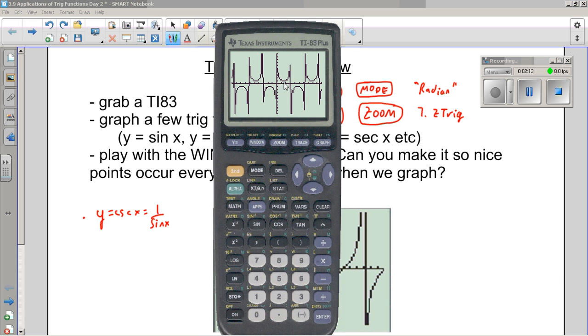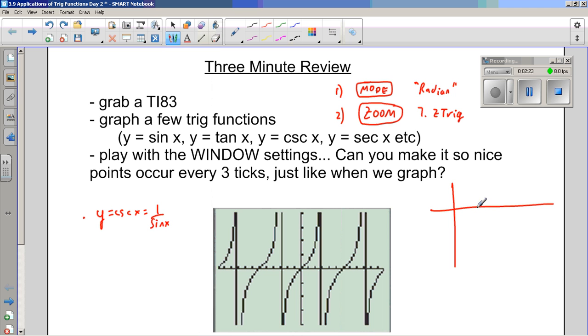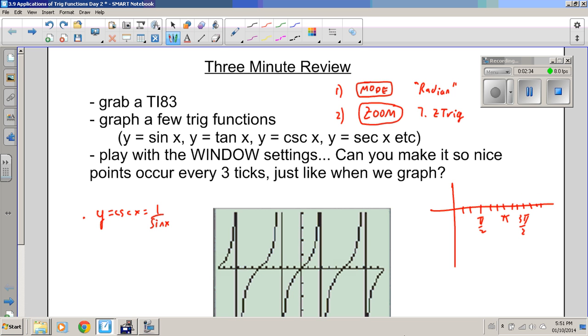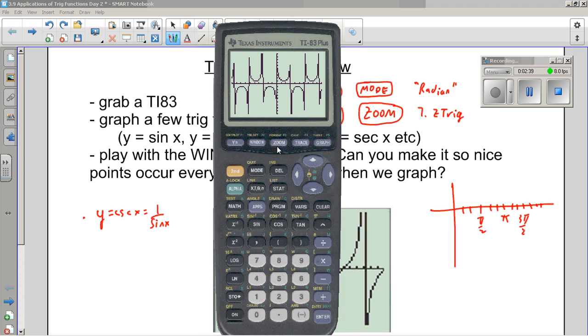But certainly, we don't have our nice trig scale, right? We don't have an important point every 3 ticks. This is what we're used to seeing: pi over 2, pi, 3 pi over 2, and so on, right? That's what we're used to, and wouldn't it be nice if we could have that to check? And we can't, right? There's a couple of things we can do.